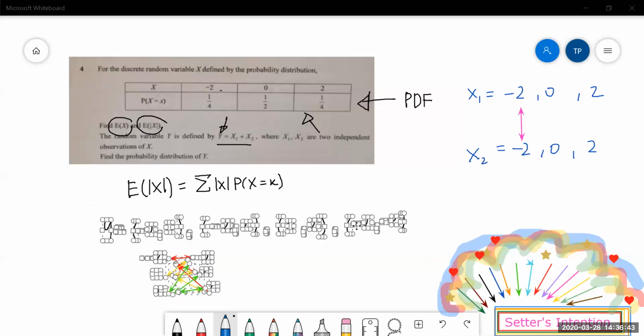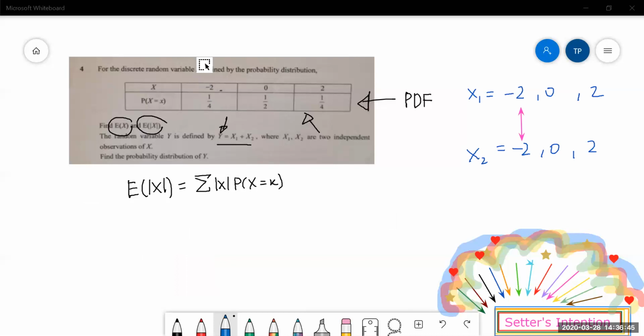Okay. You sure you understand? If you don't understand, I can explain again. No problem. But why do we give times and not plus? Okay, good that you asked. Because it's n. It's n.